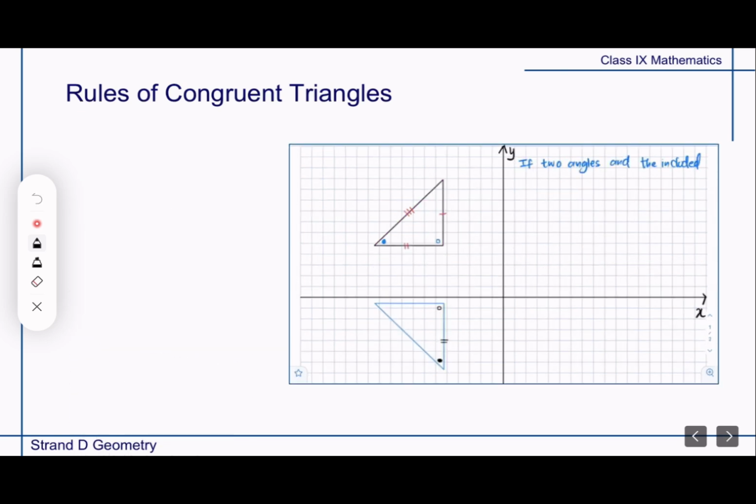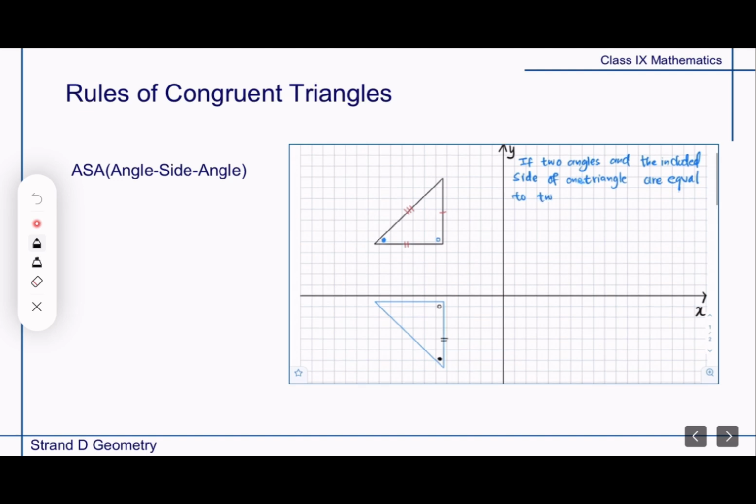And finally, the fourth rule is angle, side, angle. So if one angle, a side, and an angle, here you'll notice that the side is included in between the two angles.